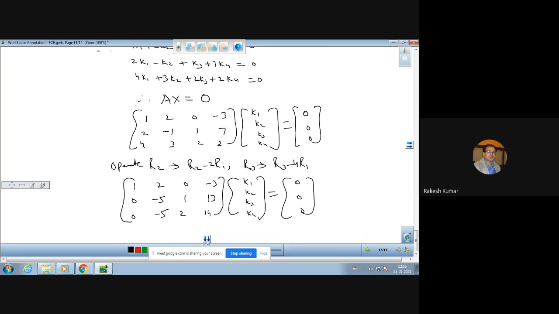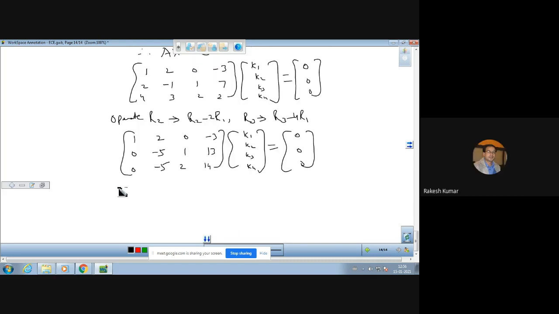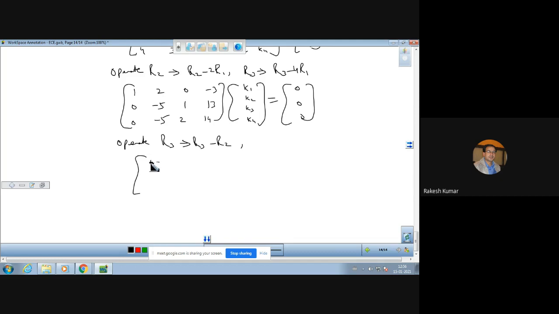Now we shall simplify it more. Operating R3 as R3 minus R2, it will also make 0. So this comes out to be 1, 2, 0, minus 3, 0, minus 5, 1, 13. Now this is 0, and this comes out to be 0 because minus 5 will give you 0 after subtracting by using this operation. So 2 minus 1 is 1. 14 minus 13 is also 1.